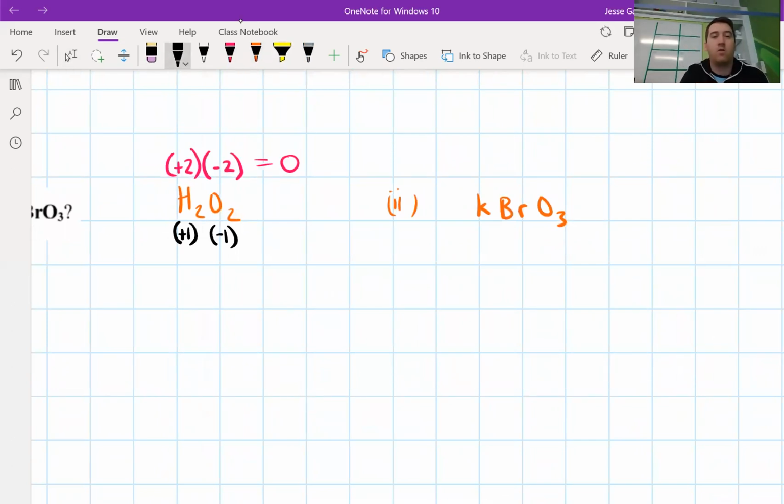All right, what rules do we know? Well, we know that oxygen is going to be -2. It's not with a fluorine and it's not in a peroxide. We know that potassium is in group 1 and it can give away only 1 electron.